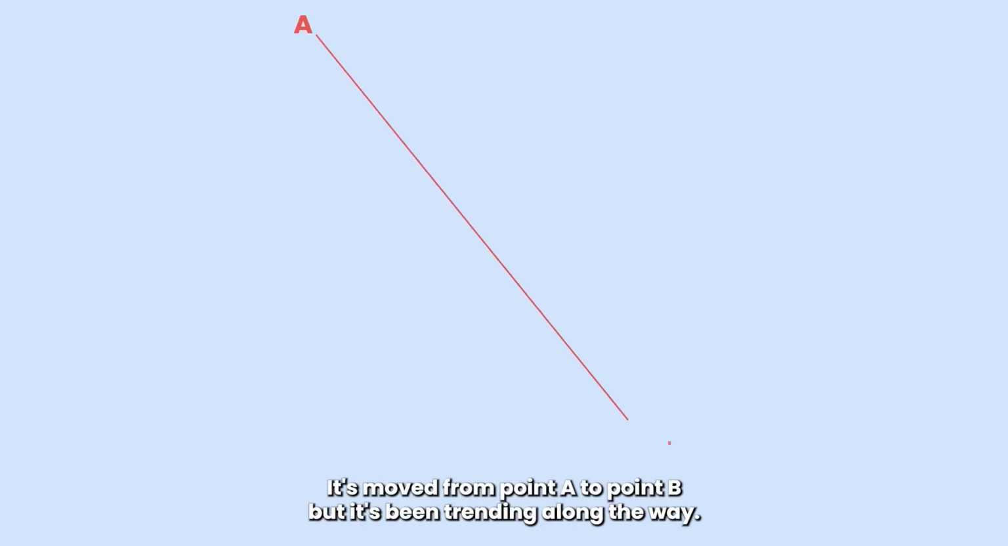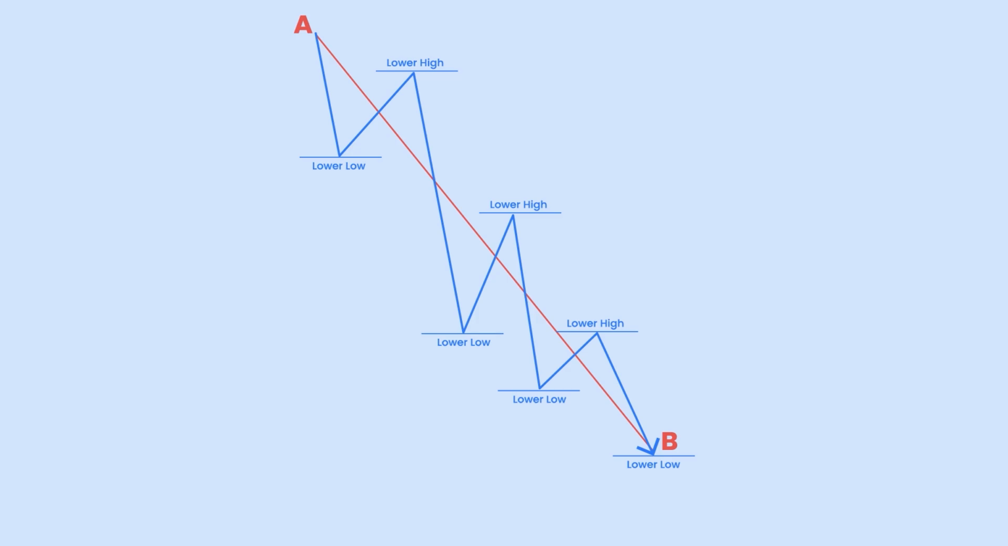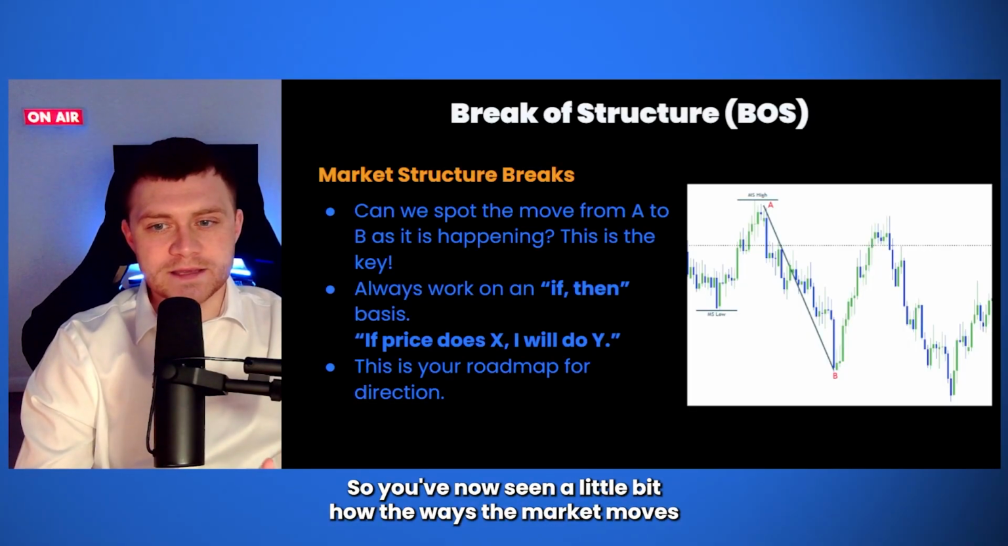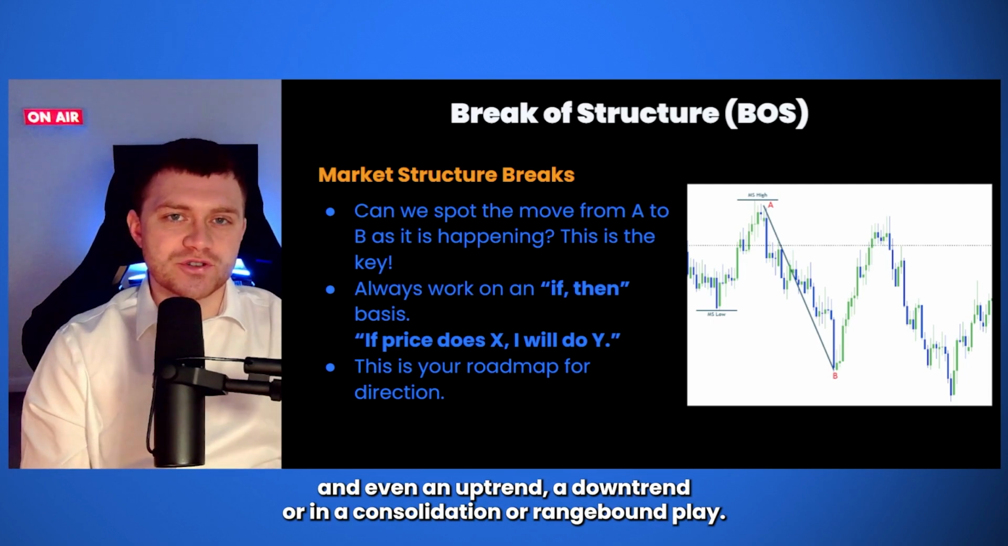Here is an example of a downtrend. It's moved from point A to point B, but it's been trending along the way. The market has made a series, this time, of lower highs and lower lows to get there. So you've now seen a little bit of the ways the market moves from point A to point B in either an uptrend, a downtrend, or in a consolidation or range-bound play.